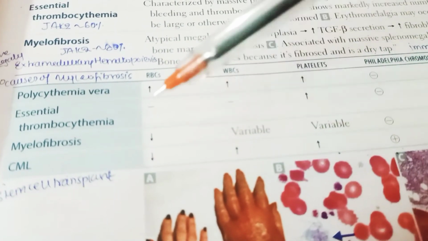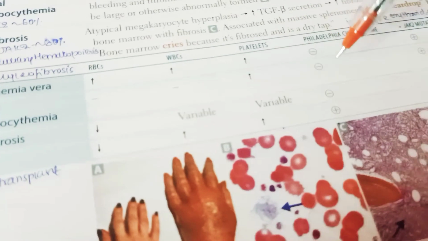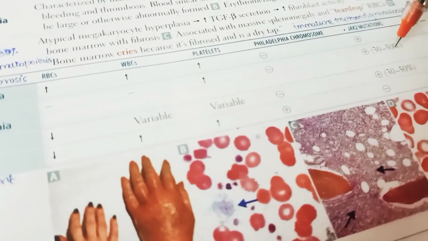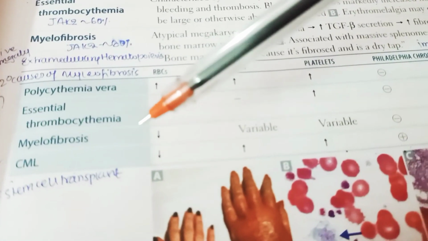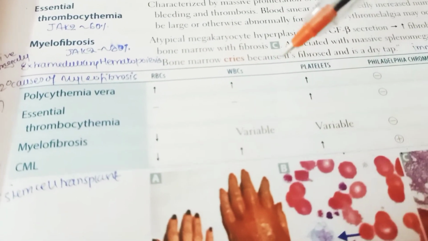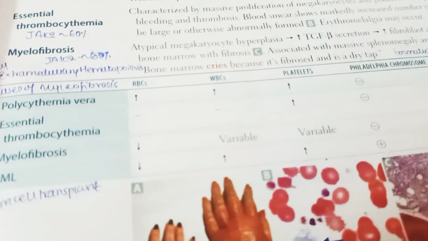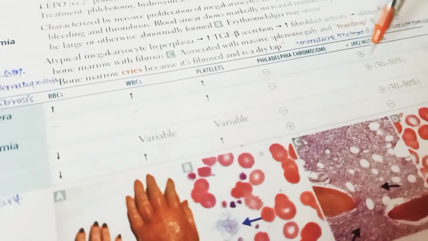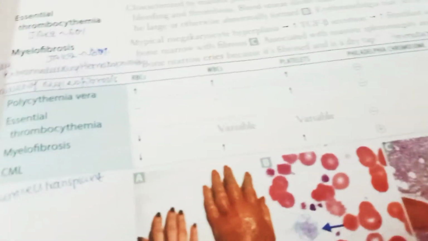Essential thrombocythemia, in the name itself you can see only platelets are increased, and here JAK2 mutations are present but only in 30 to 50%. Next, coming to myelofibrosis, as I said, the bone marrow will get fibrosed, so no RBC, no WBC, no platelets, and Philadelphia chromosome is negative. Here also there is a JAK2 mutation but in 30 to 50%.